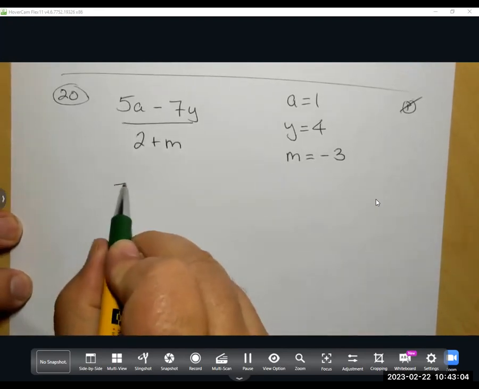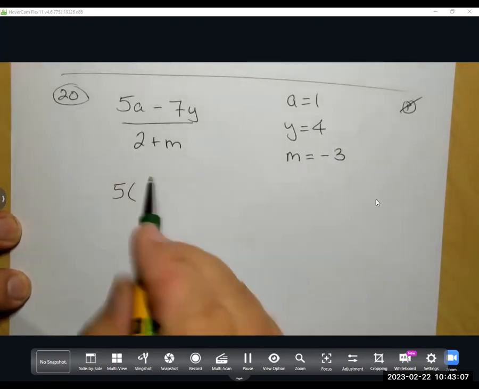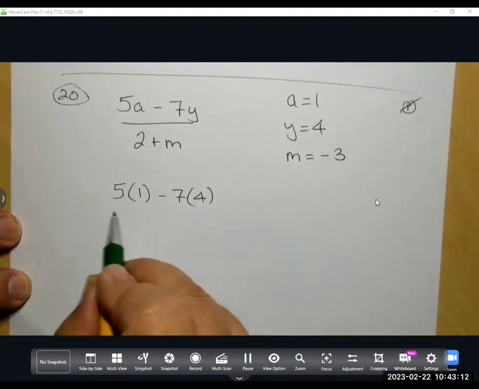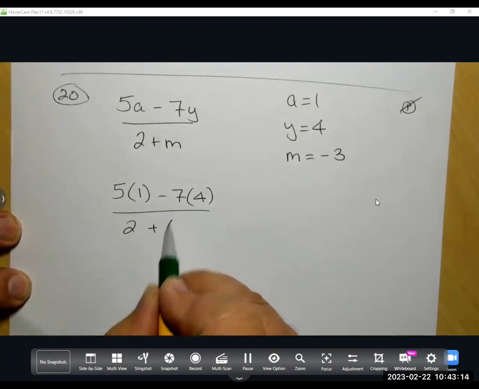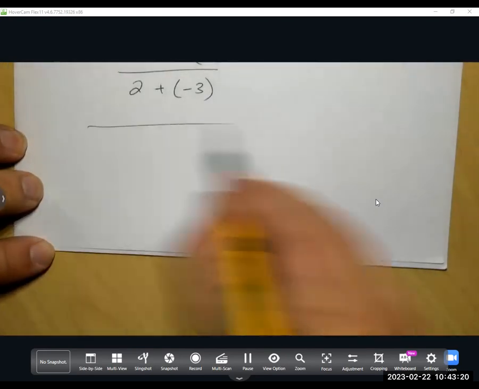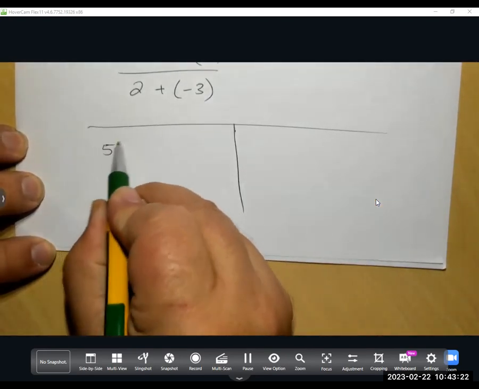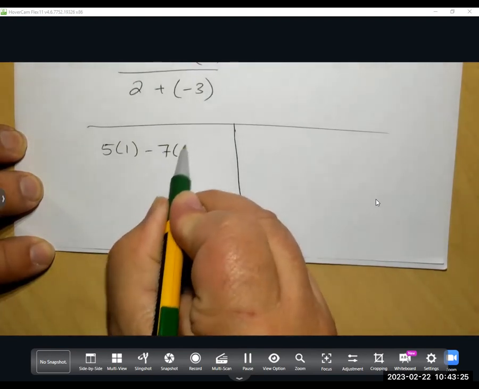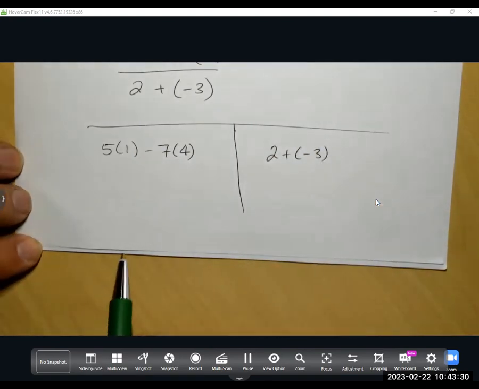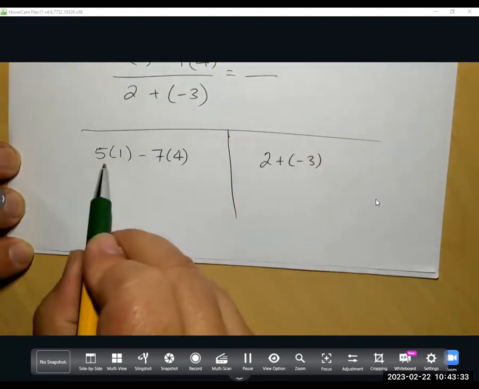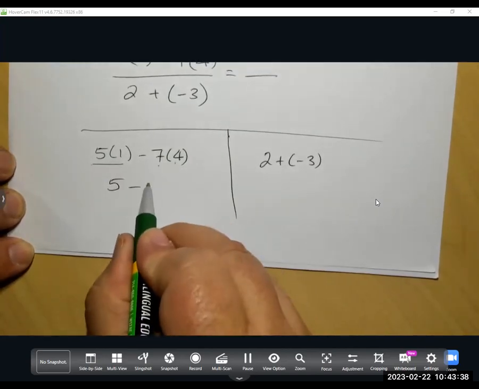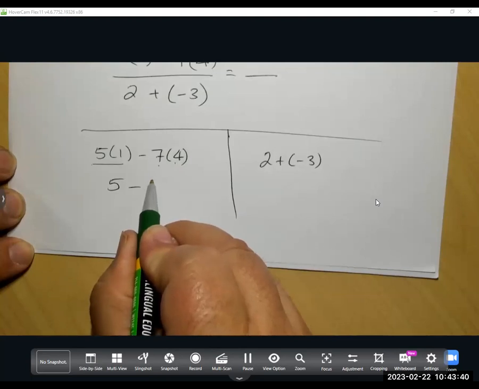So what does A become? What does Y become? And M? So treat the top and bottom separately. 5 times 1 minus 7 times 4. 2 plus -3. 5 times 1 is 5. 7 times 4 is 28.